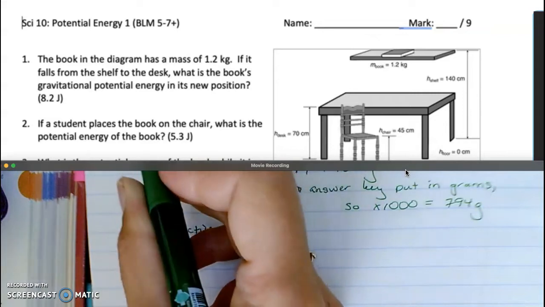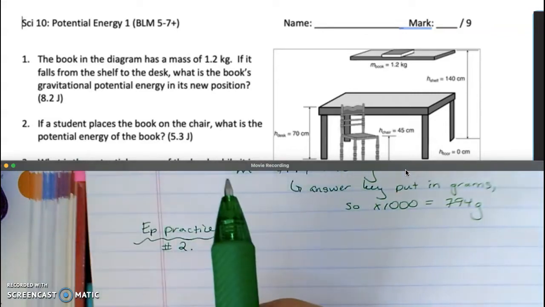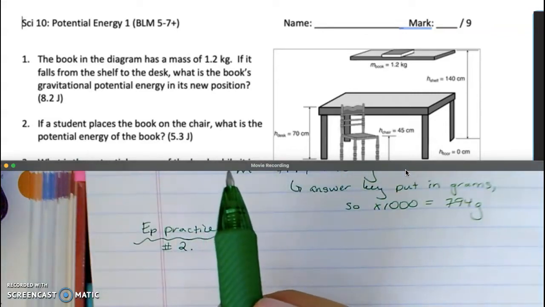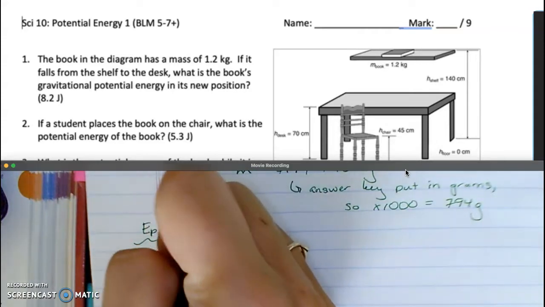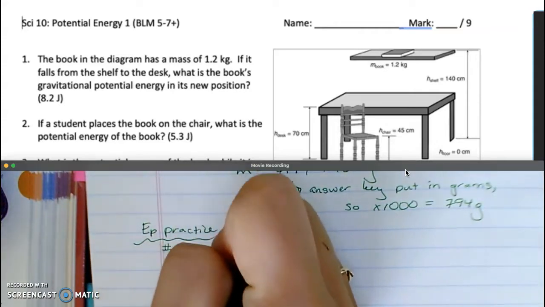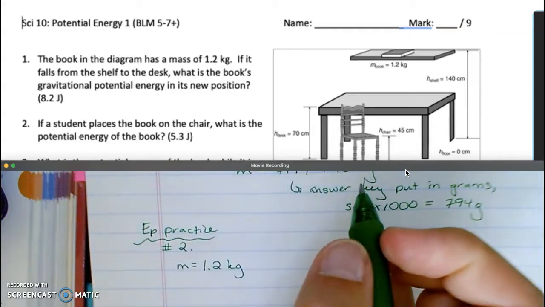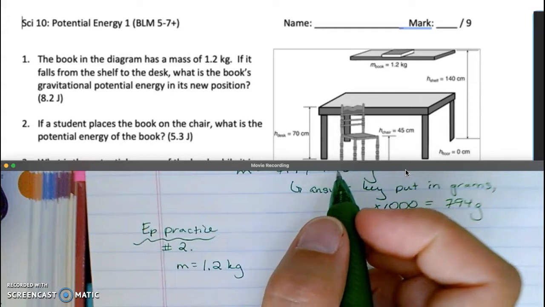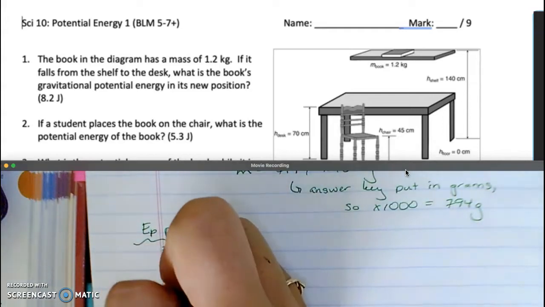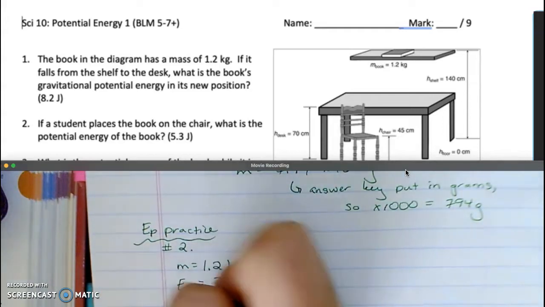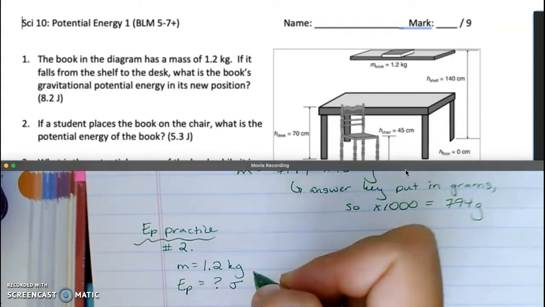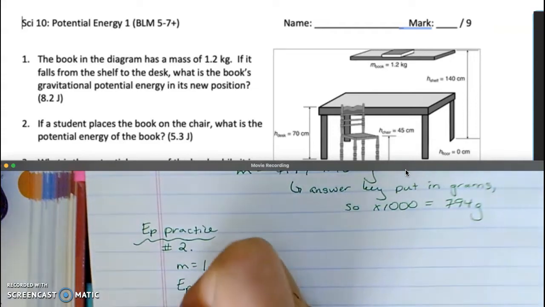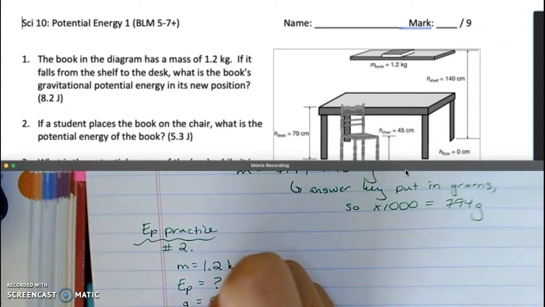Okay, so we might need the top part of the question there. It says there's a book that's 1.25 kilograms. So let's put that, or 1.2 kilograms, not 2.5. Okay, and we want to know the potential energy of the book. Okay, and that's going to be in joules. And now we need g for gravity if we're doing potential energy. Okay, and we're still on Earth, so we're going to do 9.81 meters per second squared.